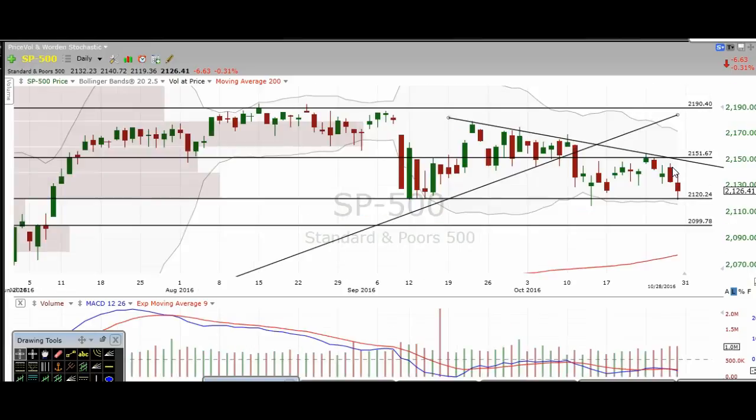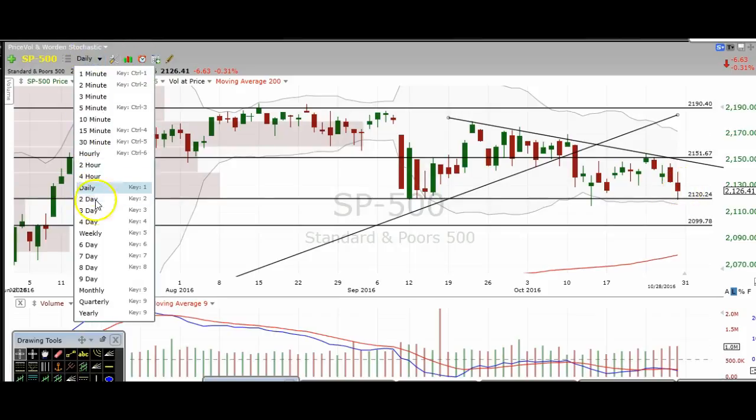We got a bounce here on Friday's session. We tested that level, and you can see that we closed near the lows of the week. So here's where the highs of the week were, and then you can see here the lows of the week were made on Friday, and we closed near those lows here.